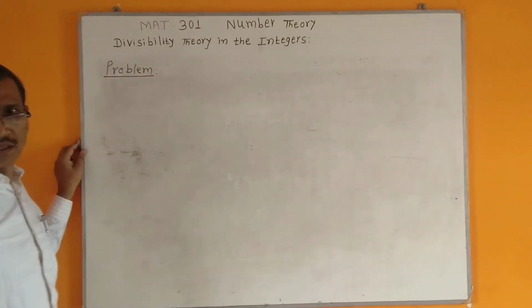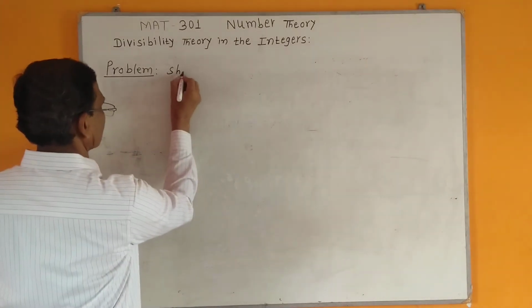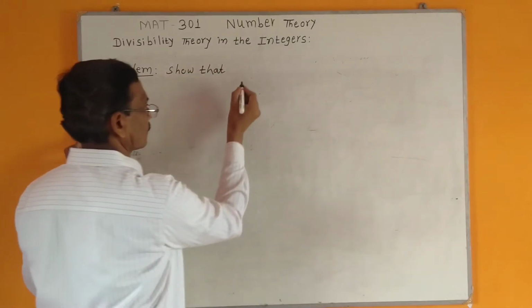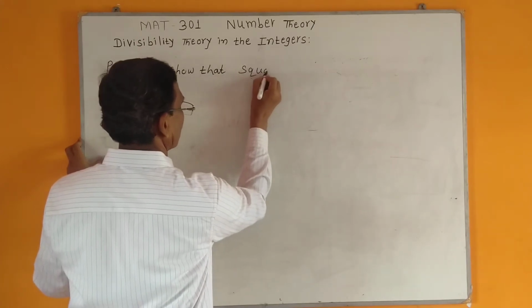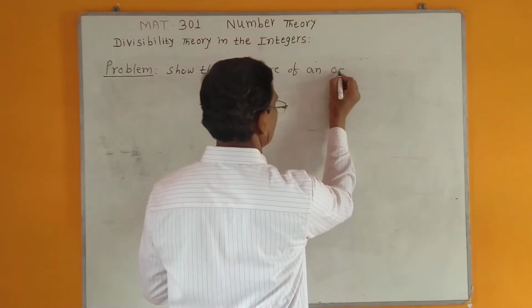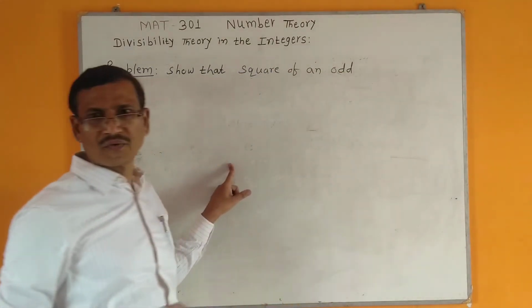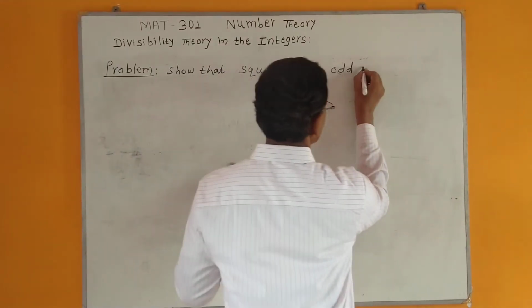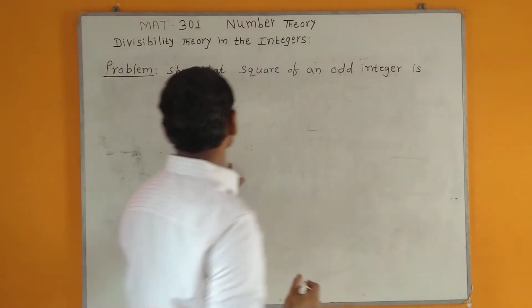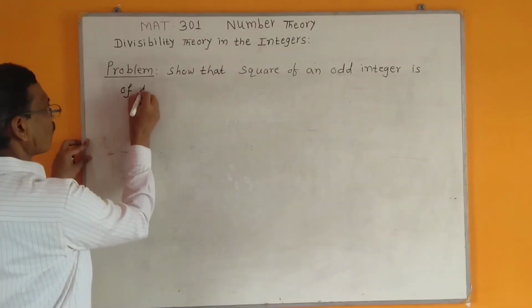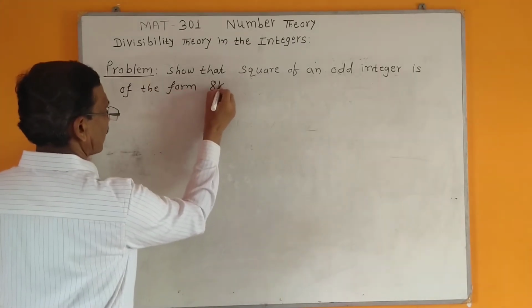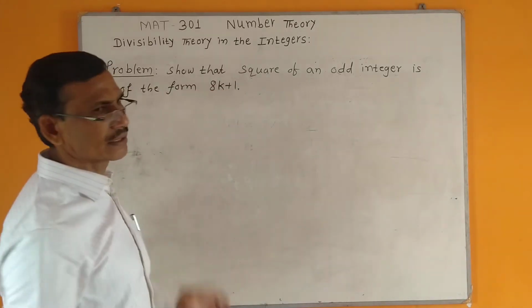The statement of the problem is: show that square of an odd integer is of the form 8k plus 1, where k is an integer.